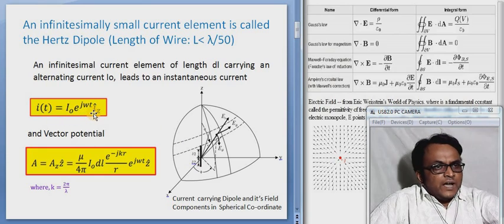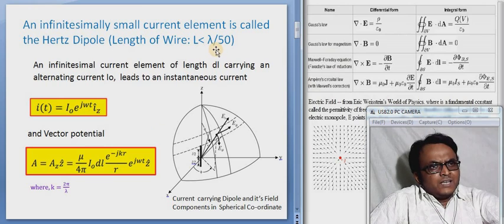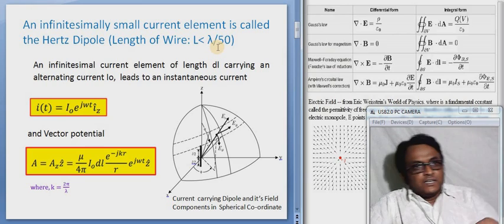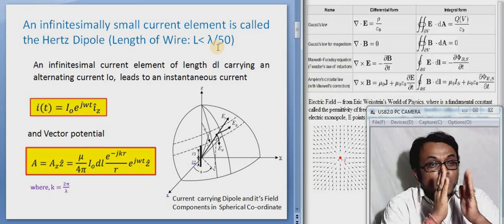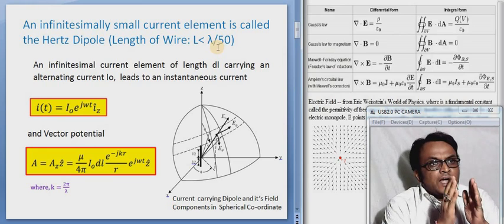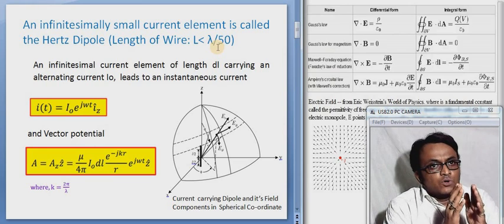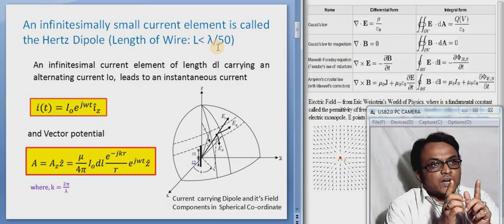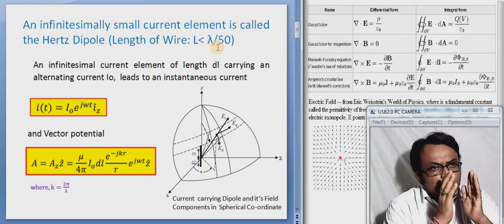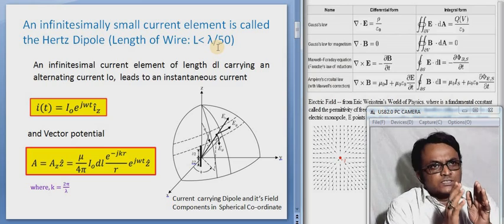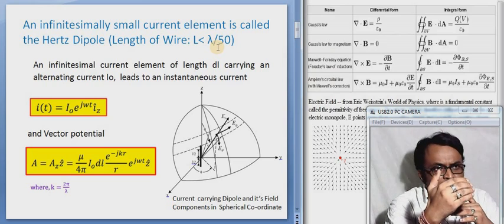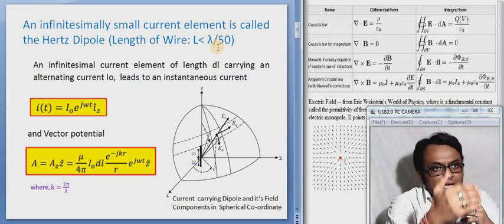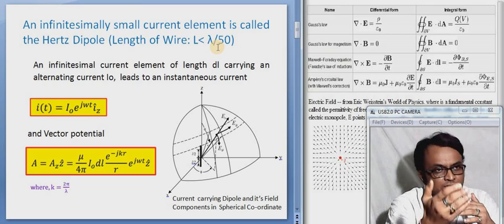We are also considering that the length of the antenna will be very small, that is L should be less than lambda by 50. So we can say this type of antenna is an infinitesimal small antenna. Whenever the antenna size is very small, we can assume that the distribution of current will be almost constant, as well as it is an oscillating field, that is, it is acting as a dipole, so it's also sometimes known as the doublet of the antennas.